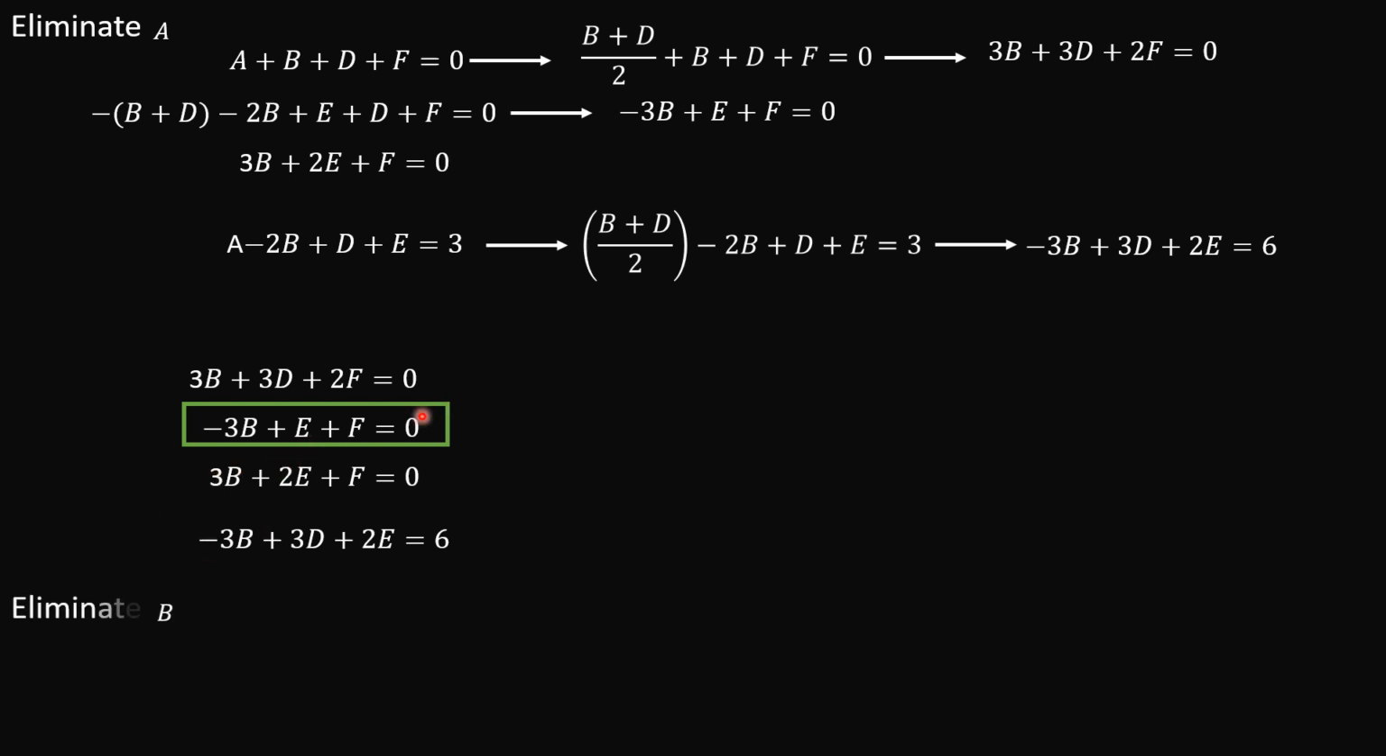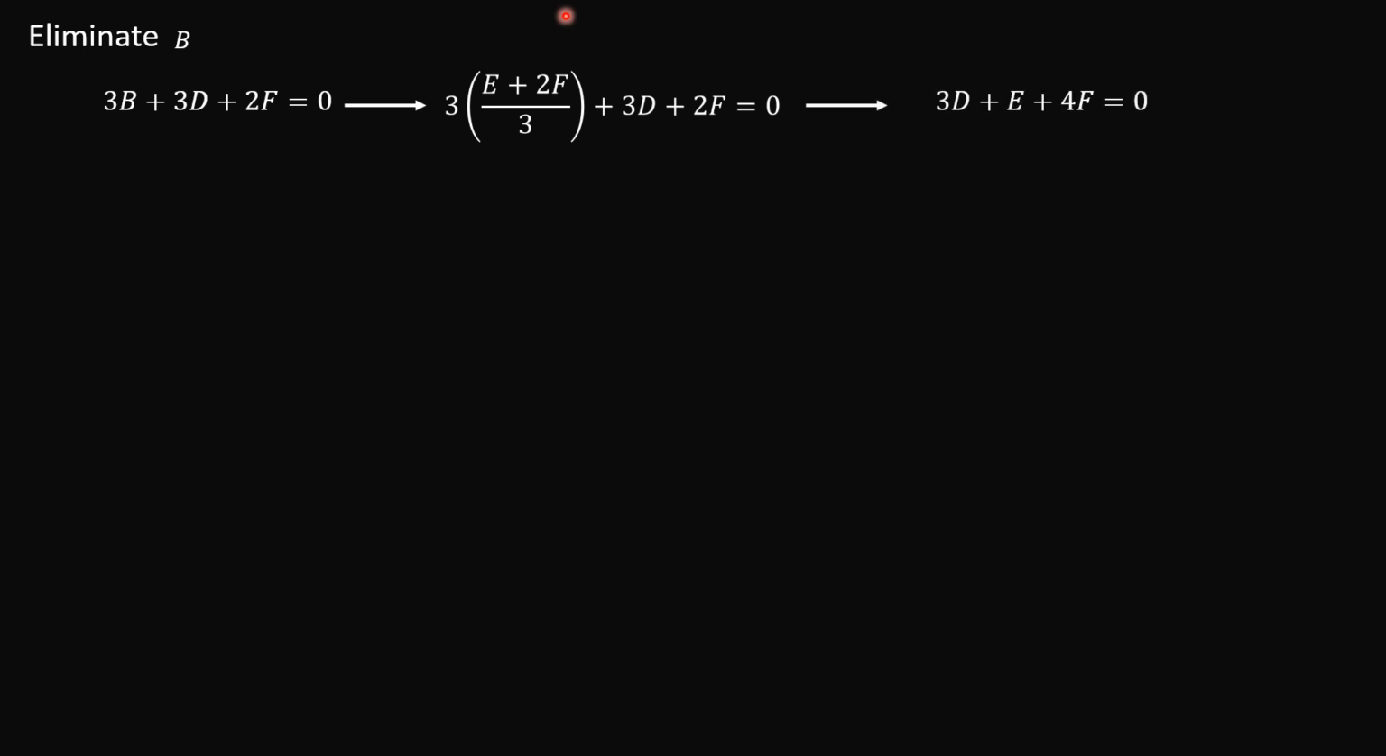So eliminating b would mean that since -3b + e + 2f = 0, b = (e + 2f)/3. So we'll begin by substituting for b in the first equation there. If 3b + 3d + 2f = 0, then 3 times (e + 2f)/3 + 3d + 2f = 0, and then 3d + e + 4f = 0.